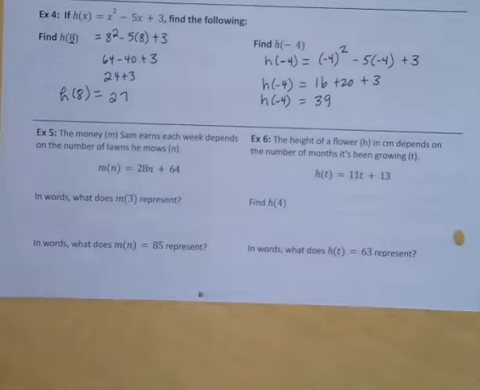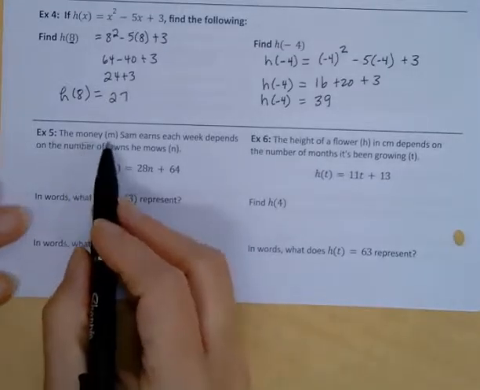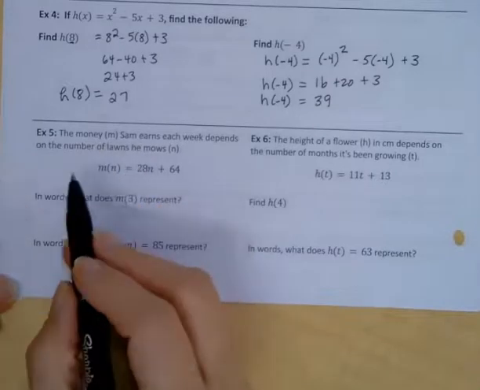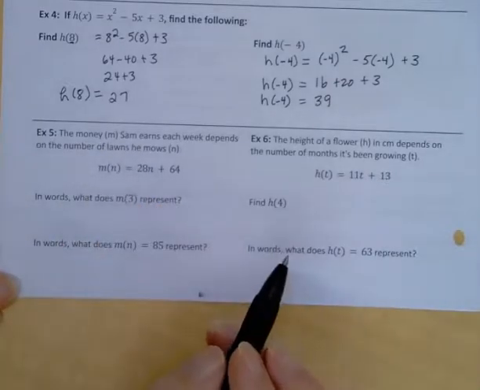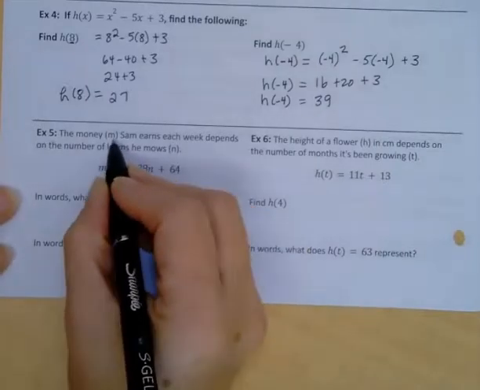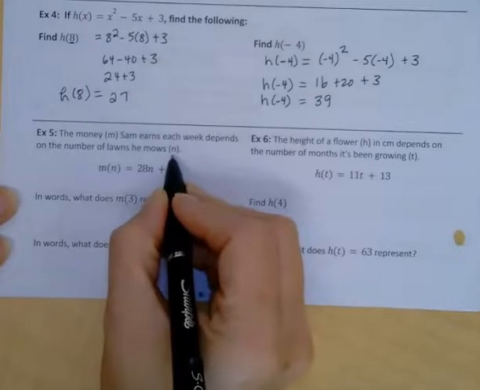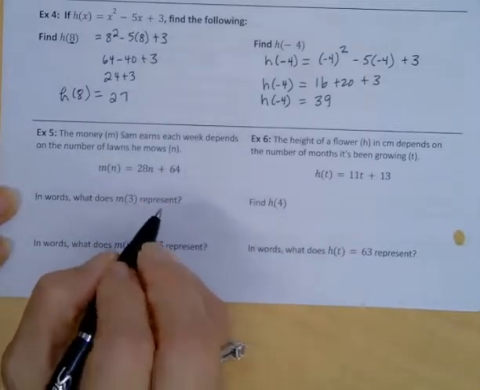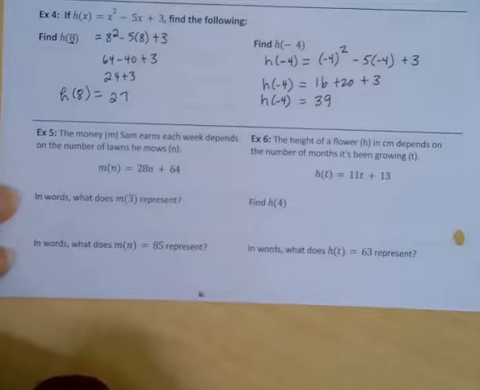Our next problems are word problems, so we have to work through and figure out what the words are telling us. So example 5 says the money, M, that Sam earns each week depends on the number of lawns he mows. We're going to say the number of lawns he mows is N. So money depends on number of lawns. Okay, so I need to figure out, if I know the independent variable, I know independent variable is input. I know those are my x values. And the dependent variables then will be my output values or my y values.